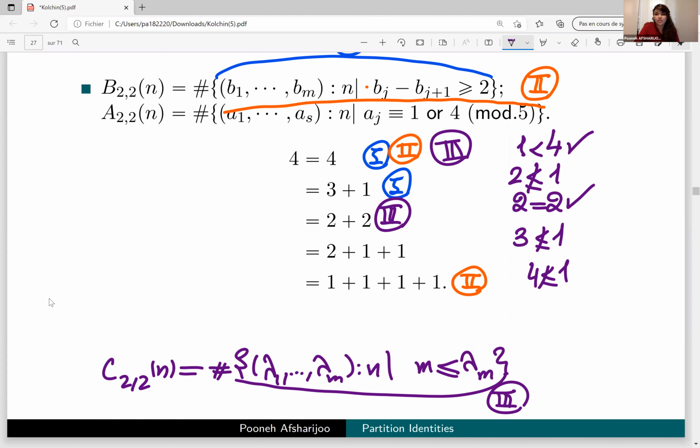For instance, we see it just for the partitions of 4, but later we will see it for every n.